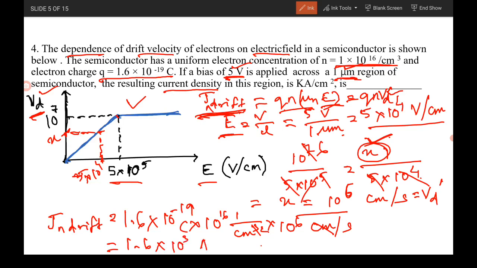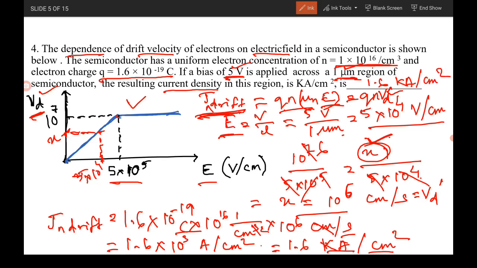Amperes per centimeter square. Coulomb per second is your amperes. So here it is equal to 1.6 times 10 to the power 3 amperes, that is kilo amperes per centimeter square. It is a straightforward question. We are getting directly in kilo amperes per centimeter square. So here our answer is 1.6 kilo amperes per centimeter square. So this is all about this question, and we got our answer.